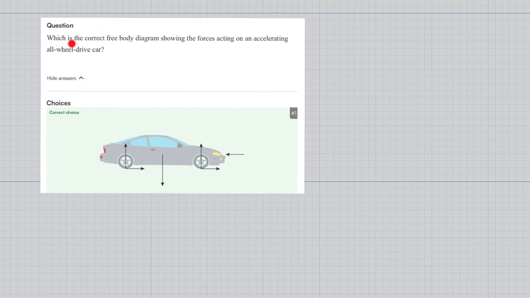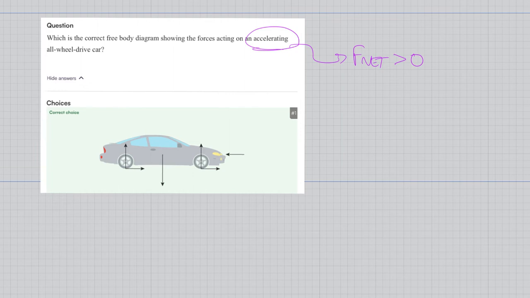So this question says, which is the correct free body diagram showing the forces acting on an accelerating all-wheel drive car? I'm not going to show all of the options, but I'm going to point out the correct choice, because we need to make sure we understand how to choose forces for an object that is accelerating. If the object is accelerating, that means the net force is greater than 0.